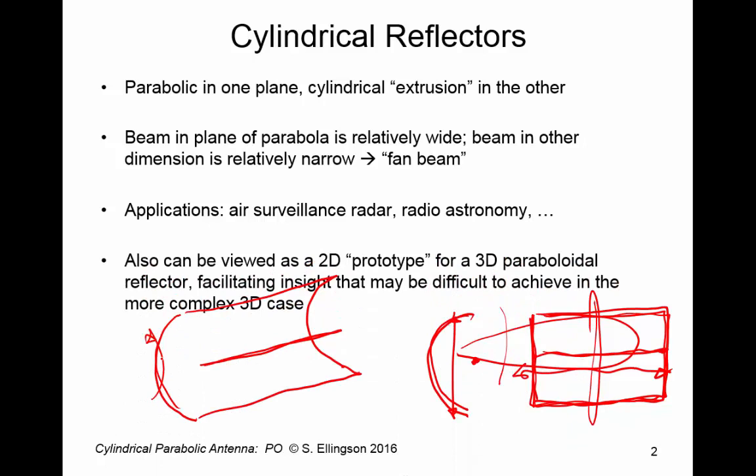Another reason for considering cylindrical reflectors, aside from their applications, is that they can be viewed as a two-dimensional prototype for a three-dimensional paraboloidal reflector, facilitating insight that might be difficult to achieve in the more complex three-dimensional case. Said differently, you can think of a cylindrical reflector as a 2D version of a paraboloidal reflector, and it's somewhat simple to analyze this 2D case. So you could work through some design options in 2D and then go to 3D when you're ready, bringing in the complexity only after you've sketched out the basics of the design.